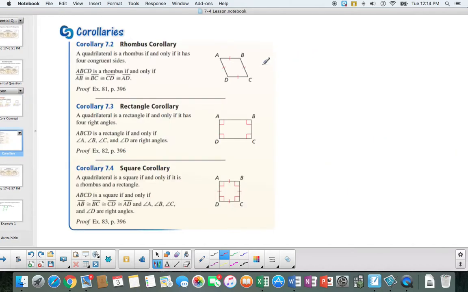So these three theorems can be written in a very short fashion. We can say rhombus, if and only if. Now this phrase if and only if can be condensed and written IFF. If and only if it has 4 congruent sides. So remember, this is a biconditional. You can go in either direction.